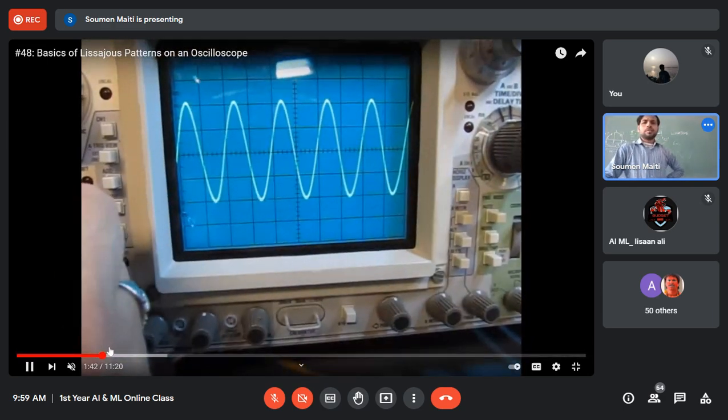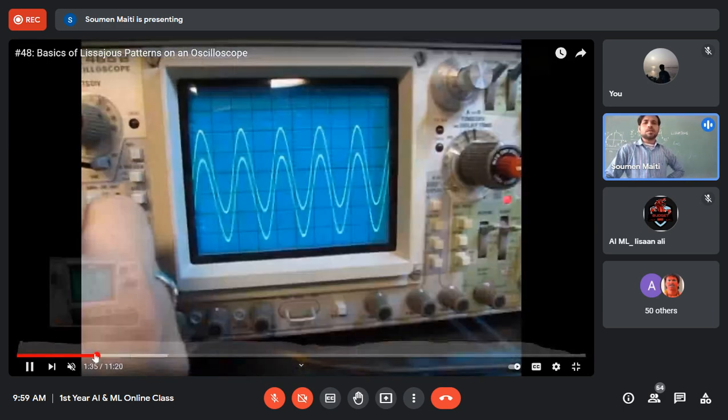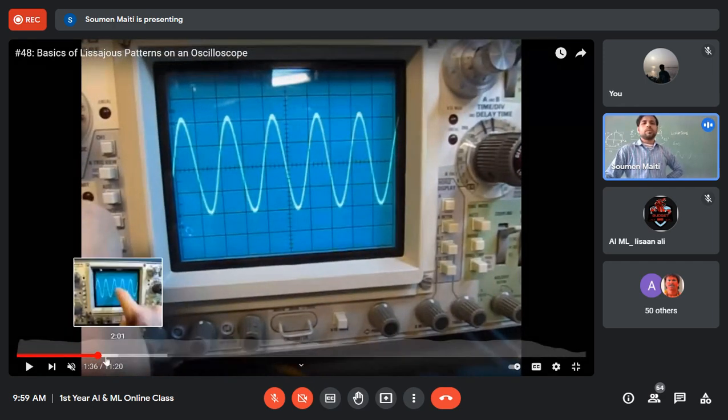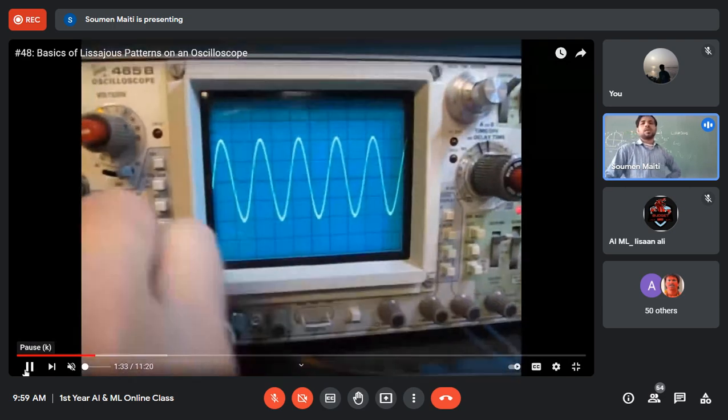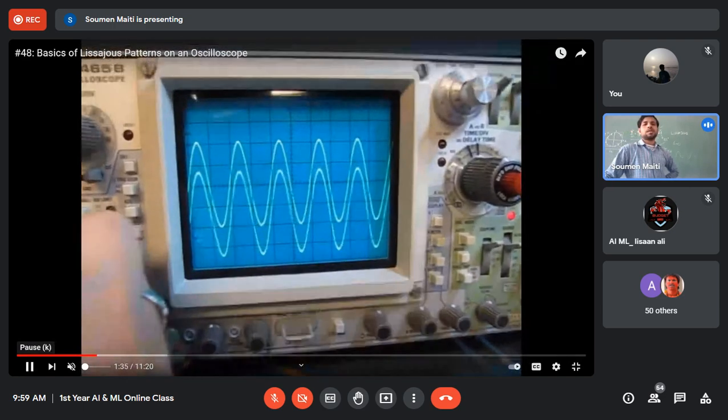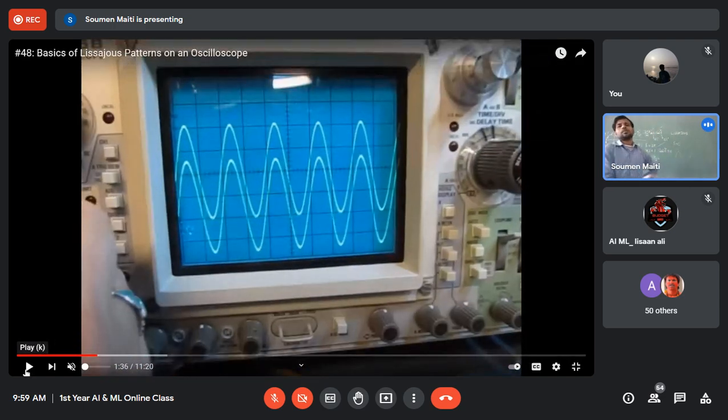Just look at this one. Here you can check this, on number 2. Is it okay? Yes, sir. There are two channels, and they have introduced two sinusoidal waves in the two channels. One is X and one is Y. Now they press the X and Y button at the same time, so that the waves can superpose.